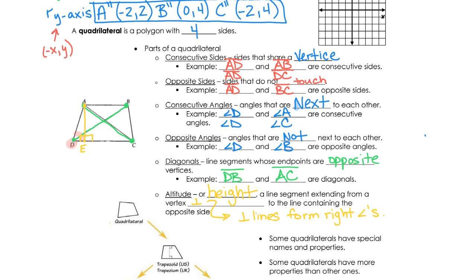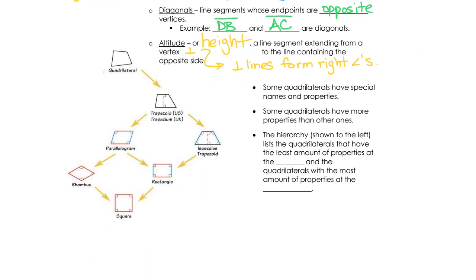All right, down below is our quadrilateral family tree here. It's very important that you know our tree. Some quadrilaterals have special names and properties, which we'll spend a day on each. These quadrilaterals have more properties than others. The hierarchy lists the quadrilaterals that have the least amount of properties at the top, and the quadrilaterals with the most amount of properties at the bottom. So for instance, a quadrilateral really just has 4 sides. There's nothing special about its sides. It just has 4 of them that connect.